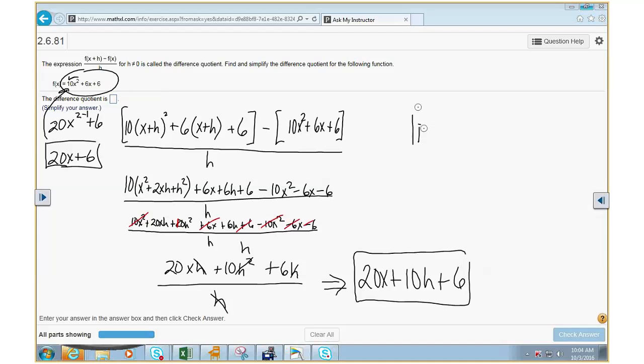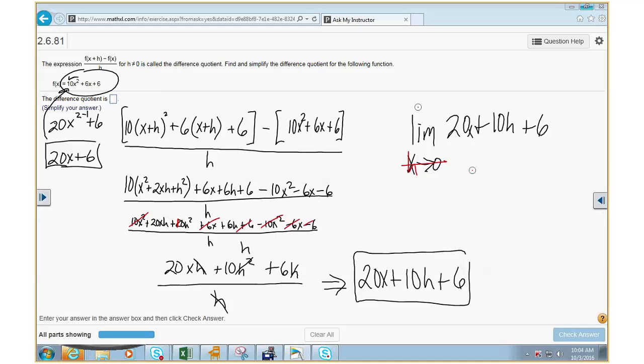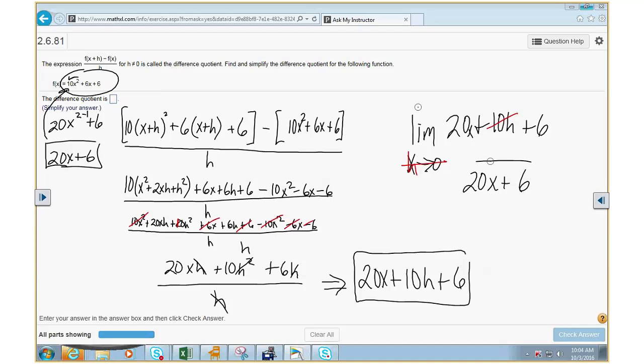Limit as h approaches 0 of 20x plus 10h plus 6. The h approaching 0 takes out the h term, and you're left with 20x plus 6. Fundamental rule of calculus: the limit of the difference quotient gives you the derivative at a point. So that's what you're going to be learning the first couple of weeks of calculus.